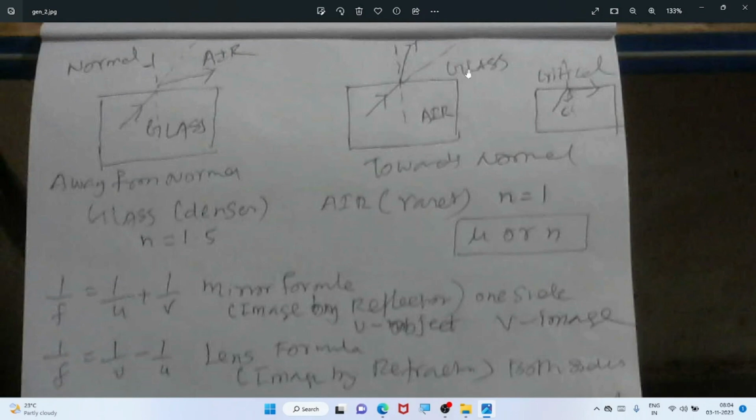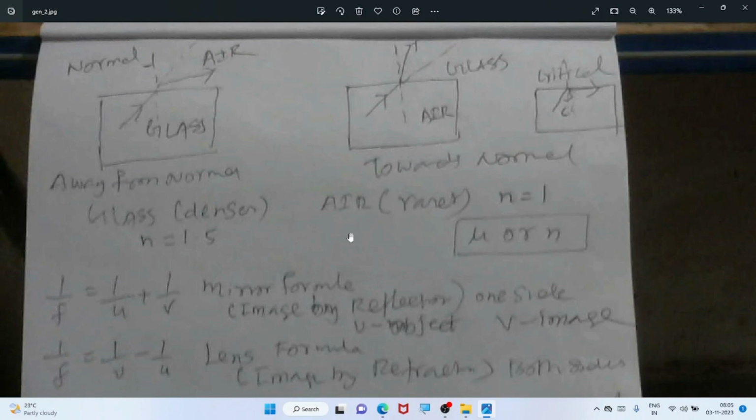Suppose this is air and this is glass, that is rarer to denser, then it goes towards the normal. So the light ray, it will go straight in this direction. So refraction goes towards the normal here, and away from the normal here.